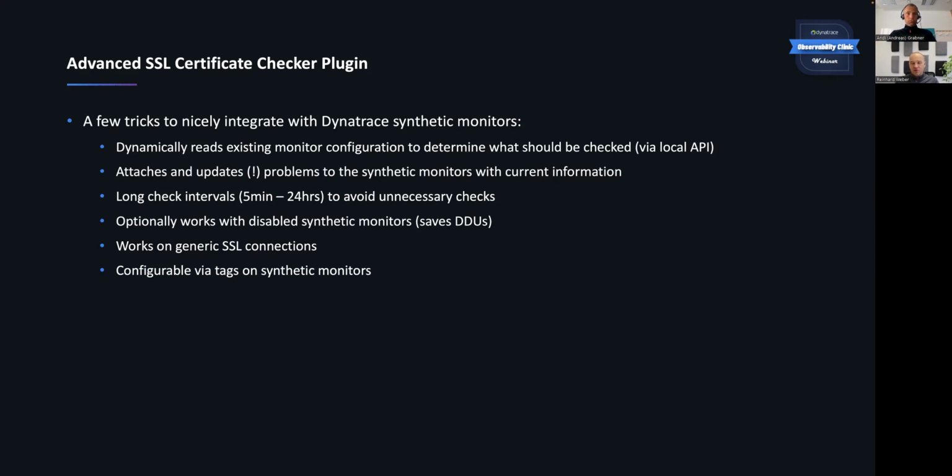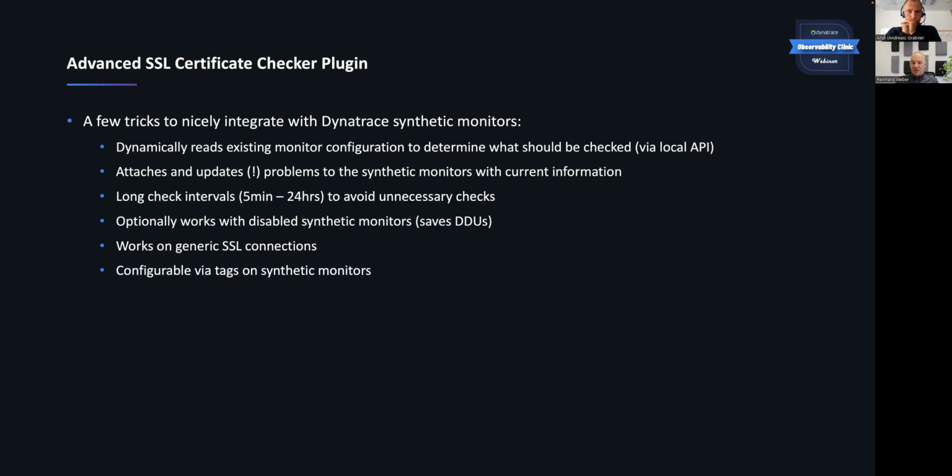You just use the local ActiveGate API to access the Dynatrace API to get the existing monitor configurations, to determine what should be checked, to post events and problems, and to eventually read any other information that it might need regarding the synthetic check execution and so on.